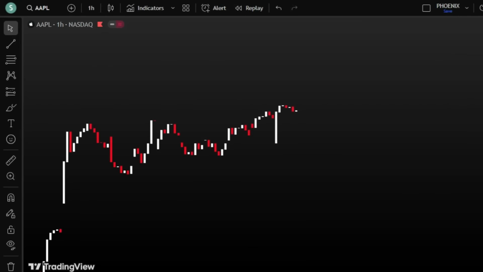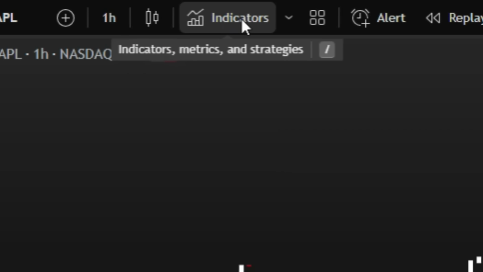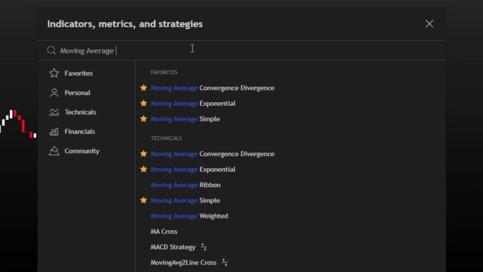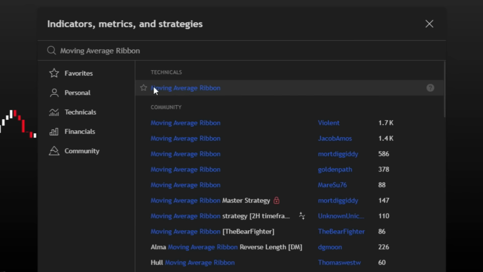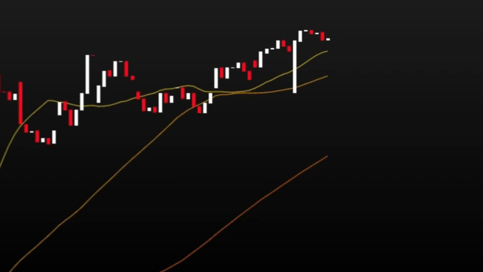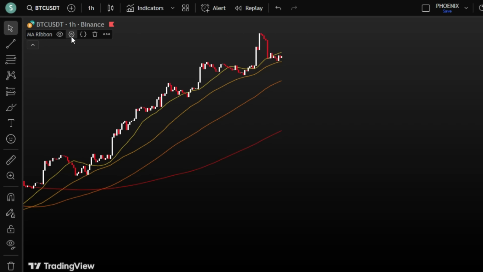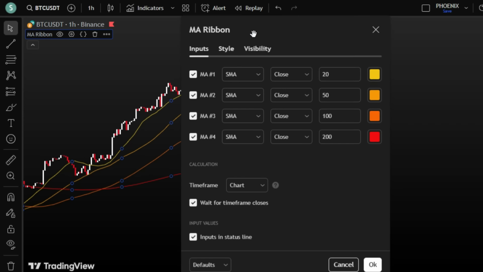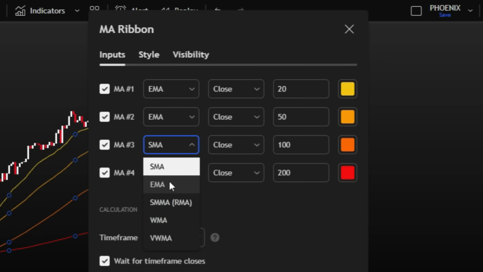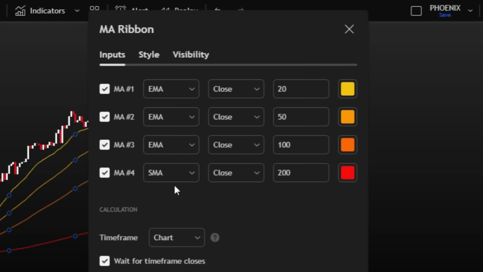Let's get straight to the point. To get this indicator on your chart, head over to the Indicators tab and type in Moving Average Ribbon. Click on it and you'll see a few lines show up on your chart. In the input section of the indicator settings, you'll find a lot of options. You'll need to tweak these depending on the asset you're trading. But don't worry, I'll show you my settings which work really well and are easy to follow.